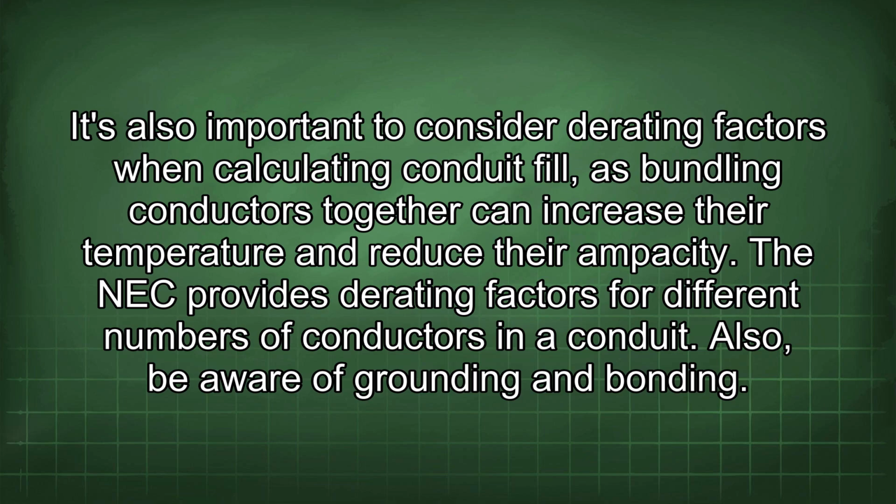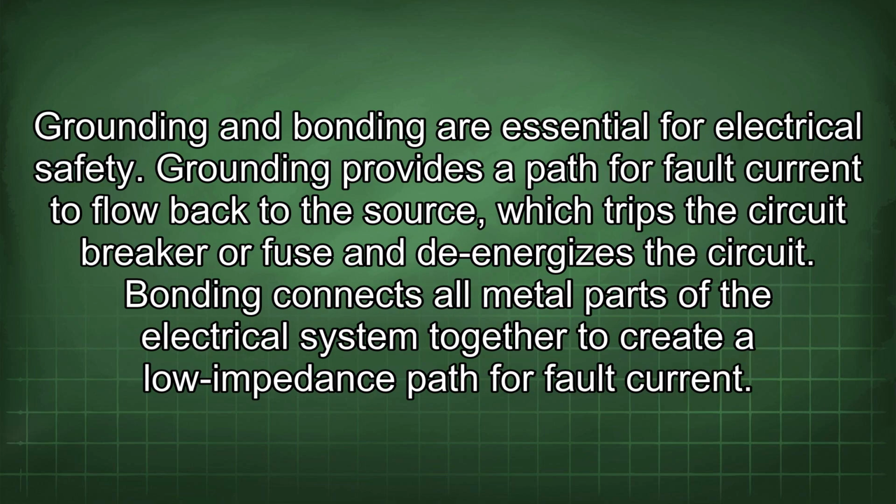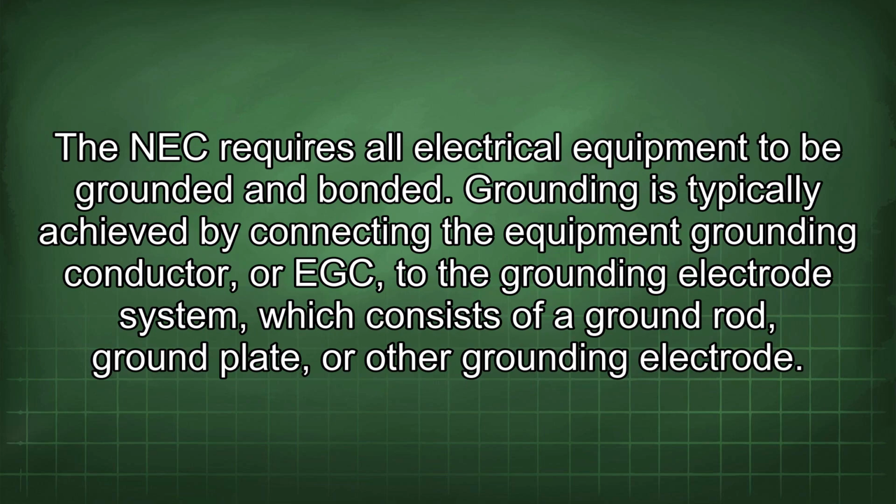Also, be aware of grounding and bonding. Grounding and bonding are essential for electrical safety. Grounding provides a path for fault current to flow back to the source, which trips the circuit breaker or fuse and de-energizes the circuit. Bonding connects all metal parts of the electrical system together to create a low impedance path for fault current. The NEC requires all electrical equipment to be grounded and bonded.